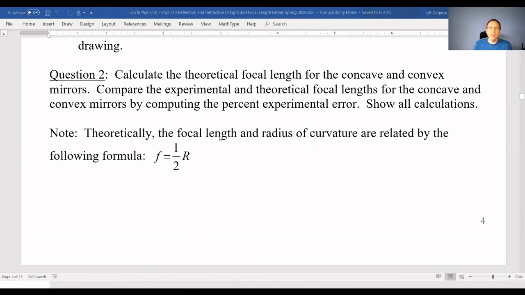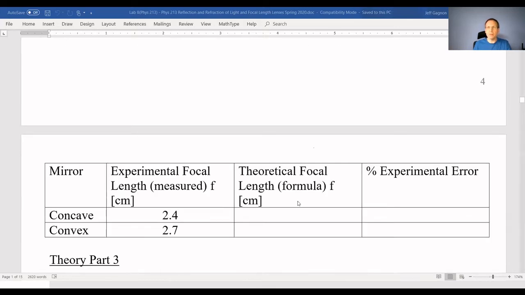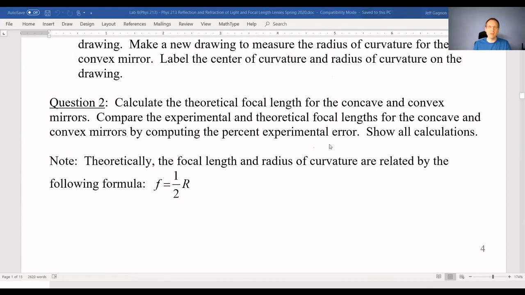So question 2, you're asked to compute the theoretical focal length for the concave and convex mirrors, but that's simply going to be half of the radius of curvature. So in that video, you'll see where I did the experiment to measure the radius of curvature for both of them. So if you divide by 2, that will be the theoretical focal length. So you can find these two values. And then you want to compare the two by computing the usual percent experimental errors. And make sure you show me all 4 of these calculations. Okay, so that's question 2.